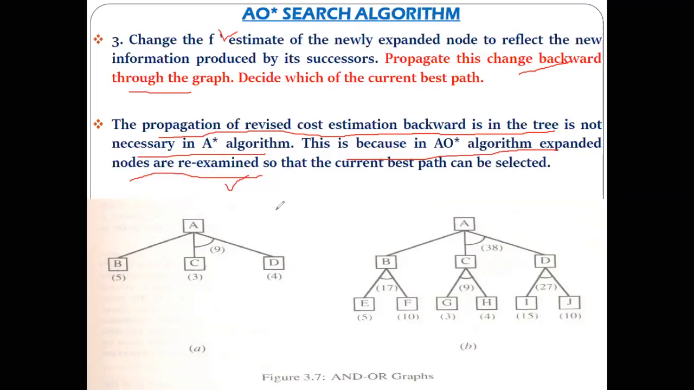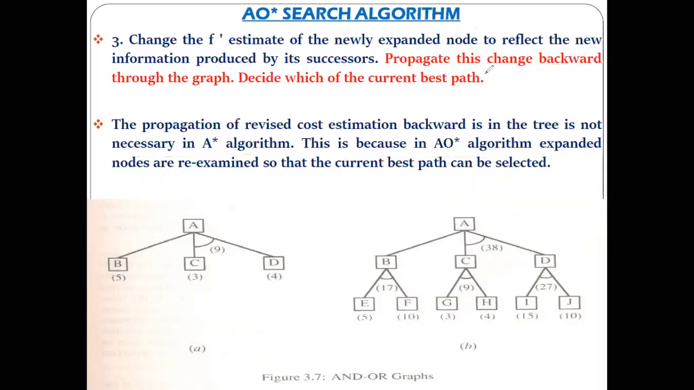In case of the AO star, we need to do what? We need to do the re-examination. That re-examination is done by how? By propagating the value backward. Understood? Using that, the re-examination gets done. And from that re-examination, the current best path gets selected.